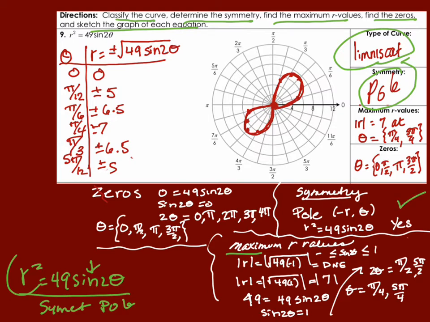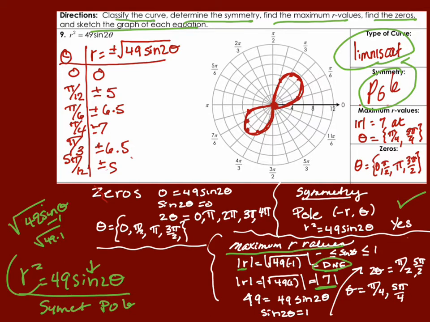We're going to find the maximum r values. So here I go. I say the absolute value of r is the square root of 49 sine 2 theta. I'll put -1 in first, and I get a negative, so that's does not exist. If I put the square root of 49 times 1, I get the absolute value of 7. So I know that my largest r will be 7.